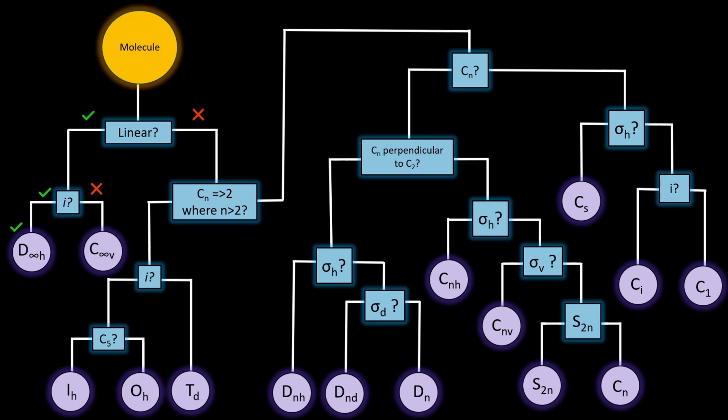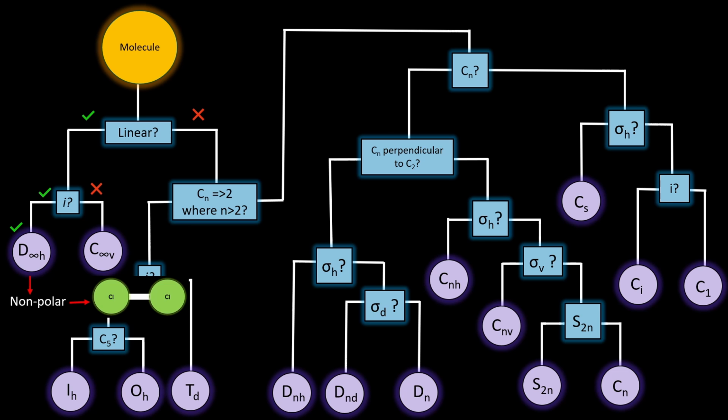And then to easily confirm the point group, we can use the point group flowchart. Is the molecule linear? Yes. Does it have a center of inversion? Yes. Therefore, the point group of Cl2 is D infinity h. This is important because D infinity h tells us Cl2 is highly symmetric. Since the two atoms are identical, there is no permanent dipole, so Cl2 is nonpolar.